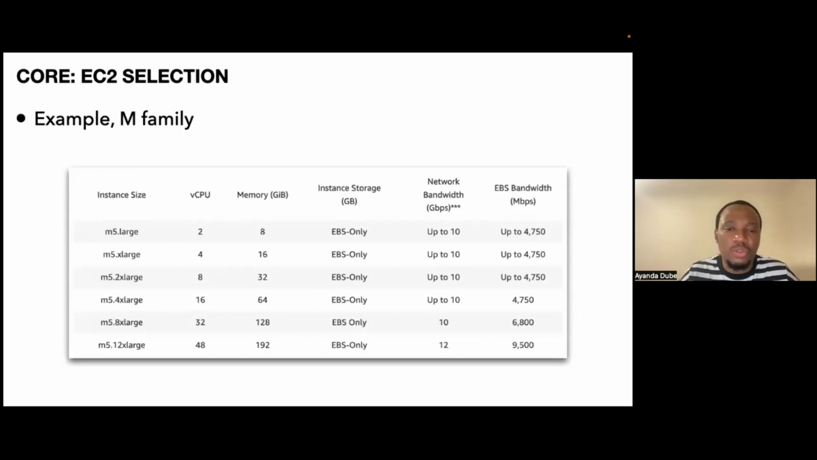So an example straight from the AWS website, you've got this table. For example, for the M family, you can see there's the virtual CPUs that you can look at, the memory, the EBS bandwidth, as I mentioned, in megabits per second, and the network bandwidth as well.